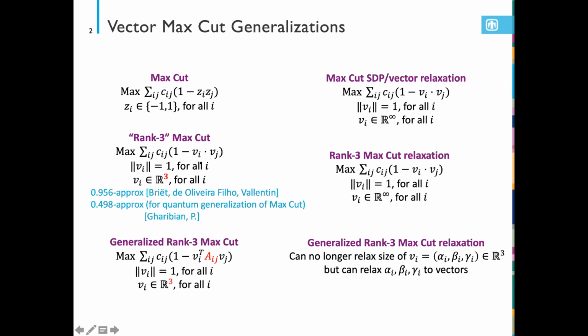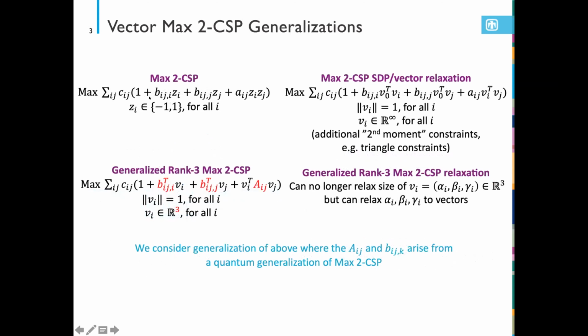When we relax, we can no longer treat this inner product as a single quantity. Now we need to vectorize components of these vectors themselves. Because A is a 3 by 3 matrix that's fixed, we can't just generalize the dimension of these vectors. So if we go to CSP, things become more complicated. We have linear terms, we can add vectors for that. We may need to strengthen our relaxations. We can do the same thing on the quantum side. And this is the problem we consider. It's a quantum generalization of this.